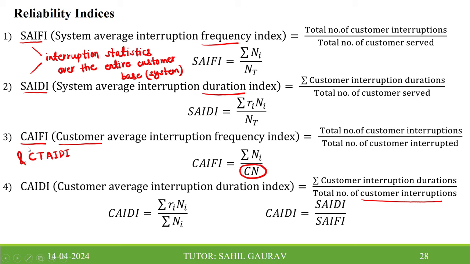Now some relevant indices are with respect to the customers interrupted, like CAIDI and CTAIDI. So here we are taking with respect to CN, the total number of customers interrupted. And in CN, we don't count a customer twice if they get interrupted in different types of interruptions.